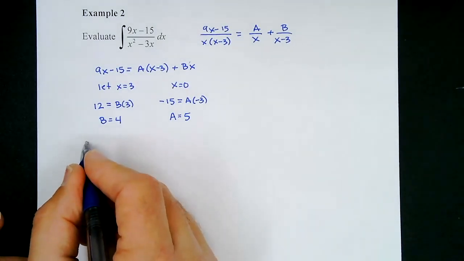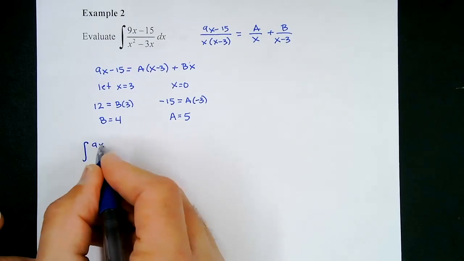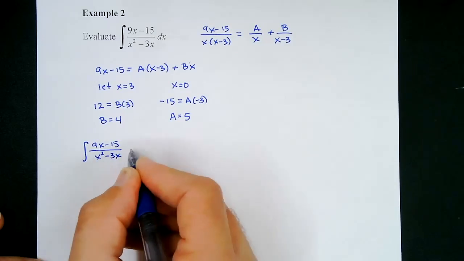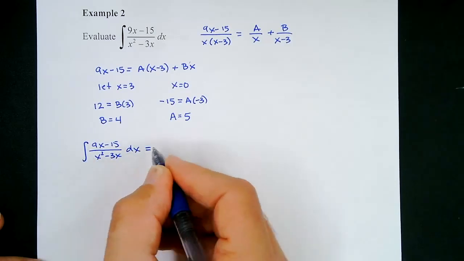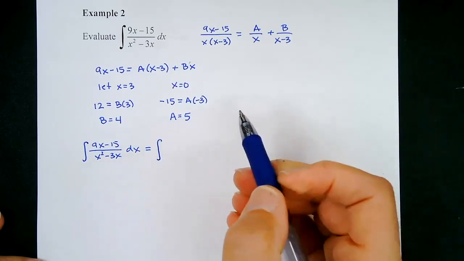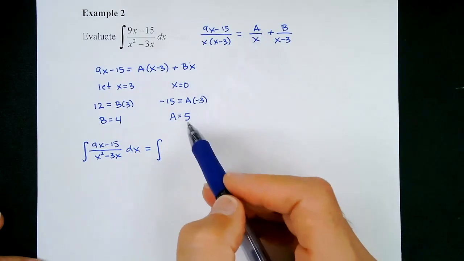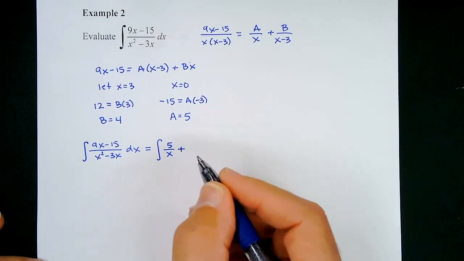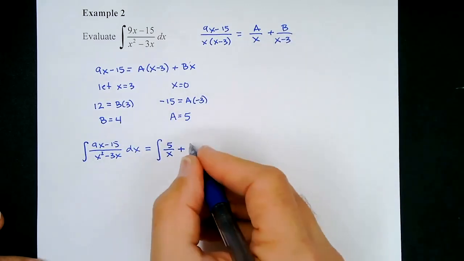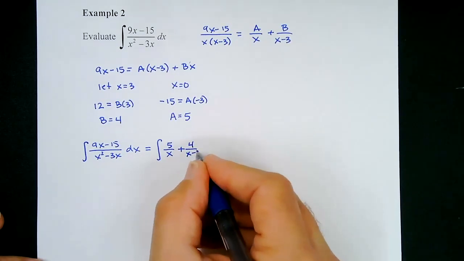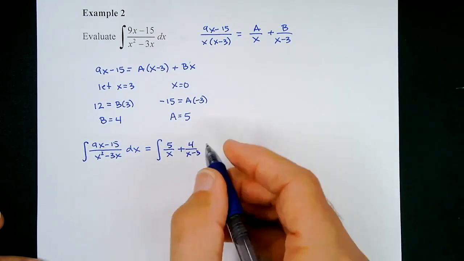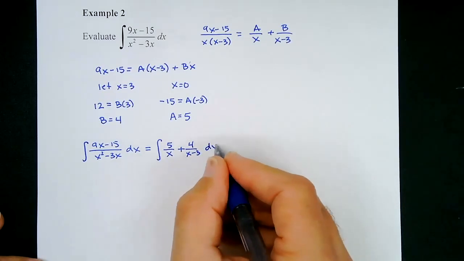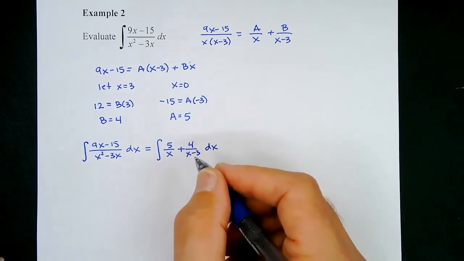All right, so we're going to integrate 9x minus 15 over x squared minus 3x dx by letting this equal the integral of, and the first one is going to be my a, which is 5. So this is going to be 5 over x plus, and then b, which is 4 over x minus 3. And we really don't have to have the parentheses, because when you look to integrate, you're looking for whatever's in between the integral symbol and your dx. Okay, you can put parentheses to emphasize it, but you really don't have to.